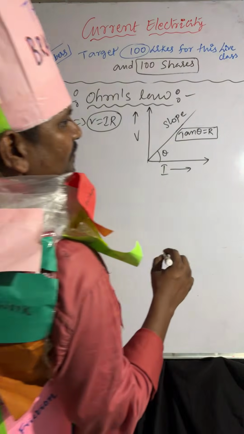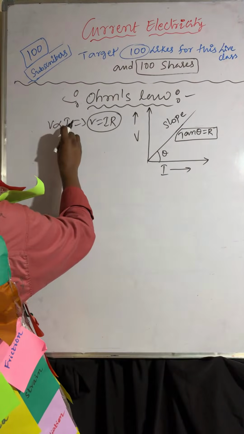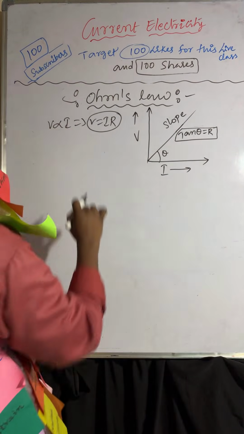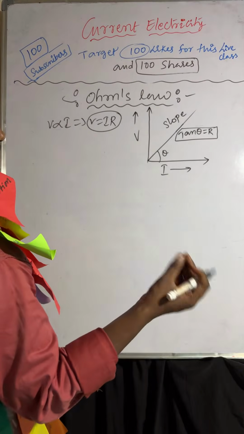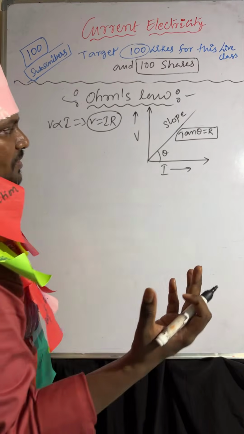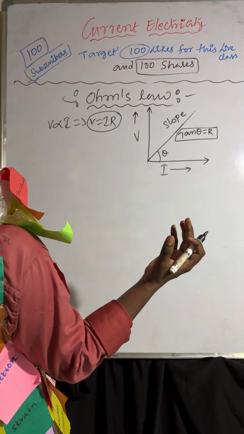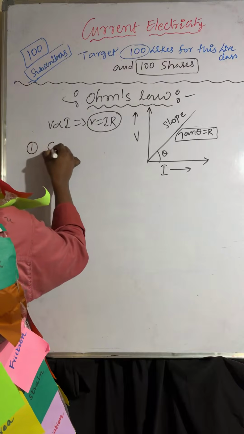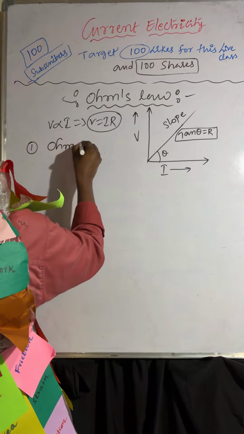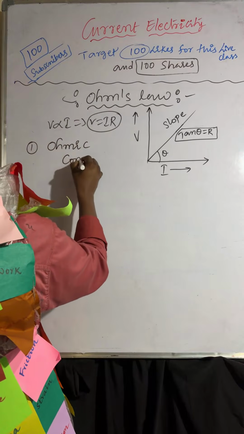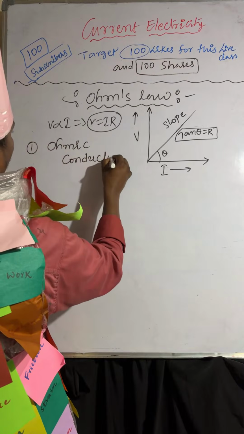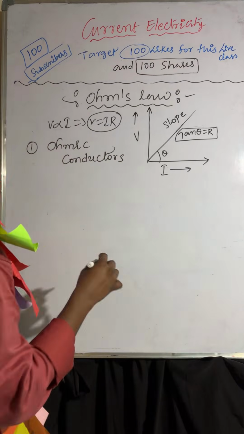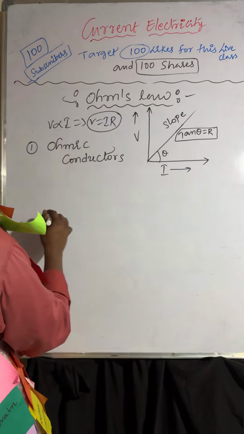Now you can see V is directly proportional to I, V equals IR, at a constant temperature and with physical conditions also the same. This is for ohmic conductors. The conductors which obey Ohm's law are called ohmic conductors.